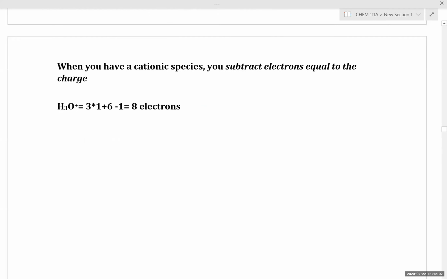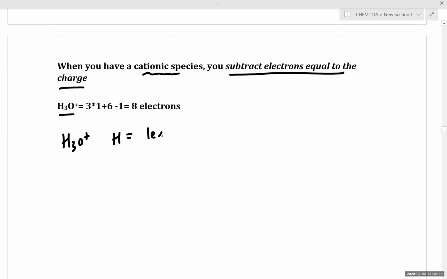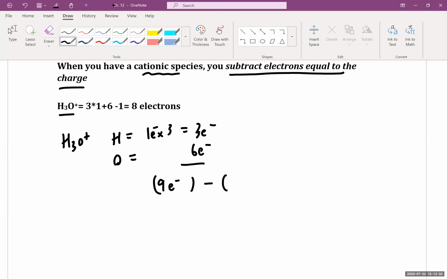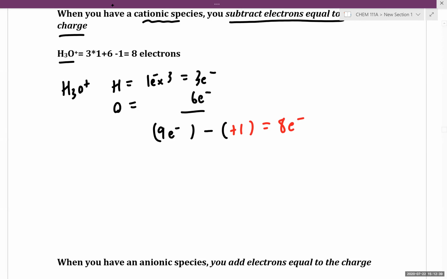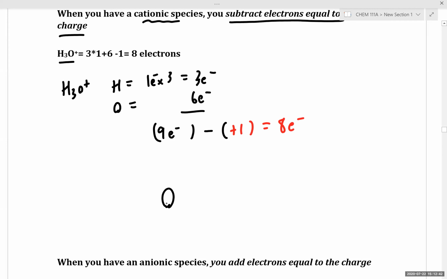So when you have a cationic species, you subtract electrons equal to the charge. Okay, so what does that mean practically? So for H3O+, we have hydrogen, which has 1 electron, and we have 3 hydrogens. So we have 3 electrons from hydrogen. Oxygen, we have 6 electrons. We have 9 electrons, but since we have a +1 charge, we subtract our +1 charge, and that gives us 8 electrons total.